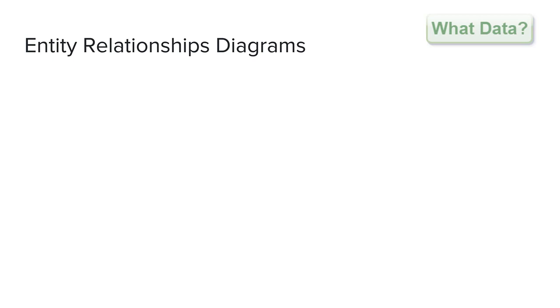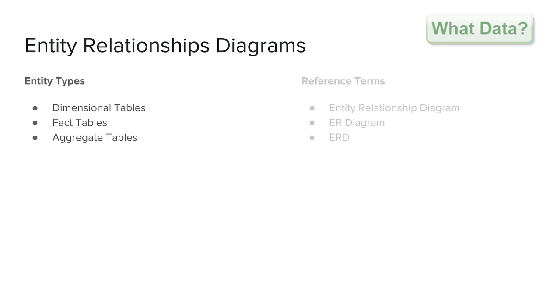For the last few sections, we have looked at a number of different entity types, such as dimensional tables, fact tables, and aggregate tables. In this section, we will discuss how entities are related to each other by means of what is known as an entity relationship diagram, ER diagrams, also abbreviated to ERD.